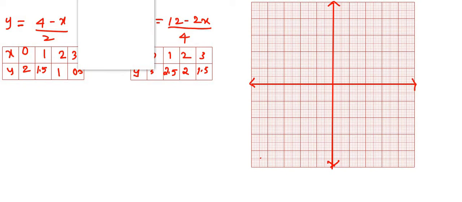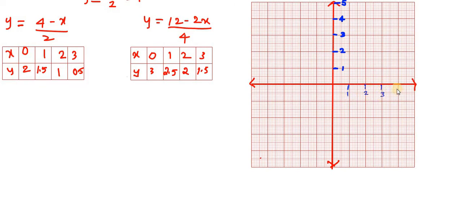So your 1 0 1 2, like that you can write. So your 1, 2, 3, 4 and your 5. Change the size. Okay, so now in here 1, 1, so your 2 3 4 and your 5.